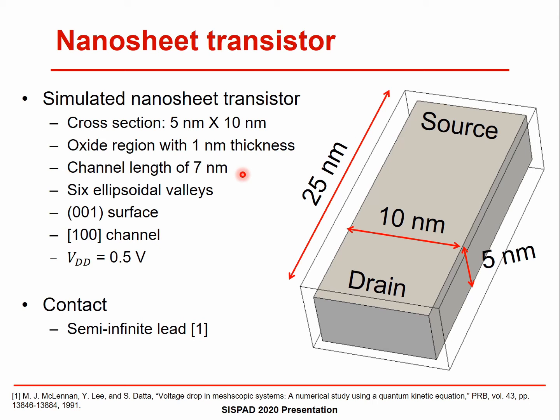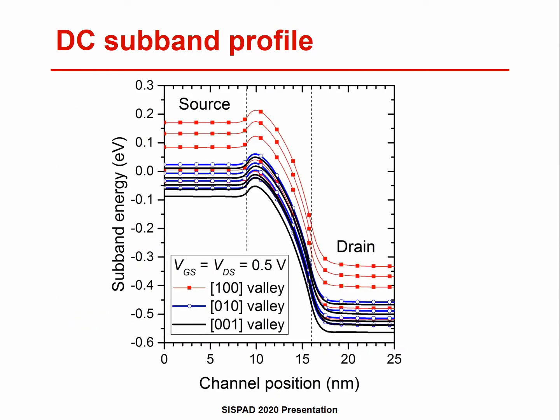Effective mass Hamiltonian is employed to describe 6 elliptical valleys in the silicon conduction band. 001 surface and 100 channel are assumed. VDD is set to be 0.5 volt, and semi-infinite leads are used for the source-drain contacts. Before the AC NEGF simulation, we have to perform the DC NEGF simulation. The convergence criterion is the potential error smaller than 10^-5 times the thermal voltage.